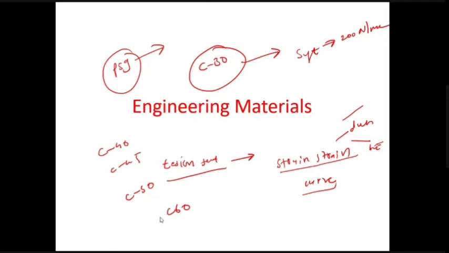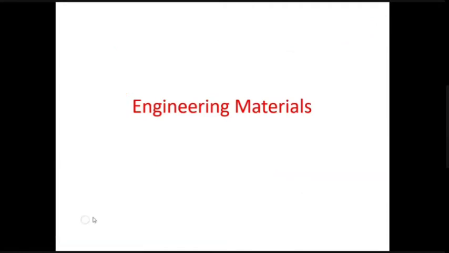Now, which material to select? C30, C40, C45. No need to do the tension test. It is already done. All the data is incorporated. You just have to understand which material to select. That I will teach you in this particular lecture on engineering materials, and I will also help you understand it at the time of the design. Is it clear? Okay. Shall we start?